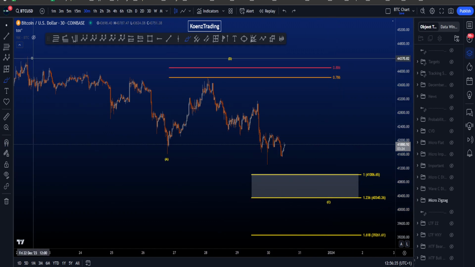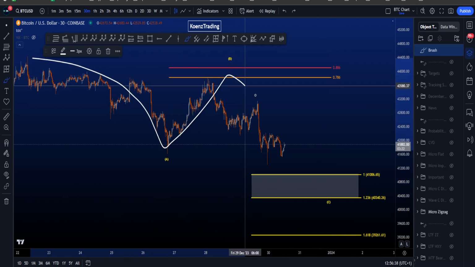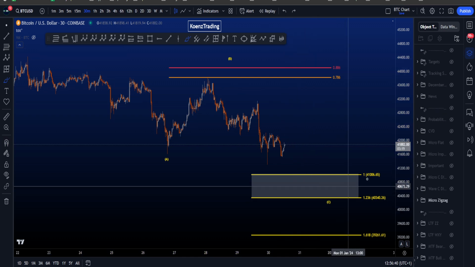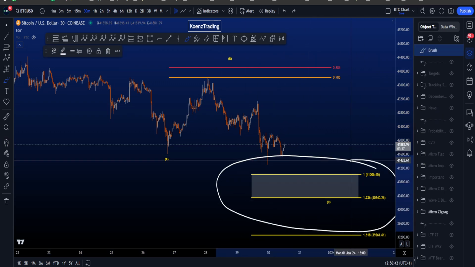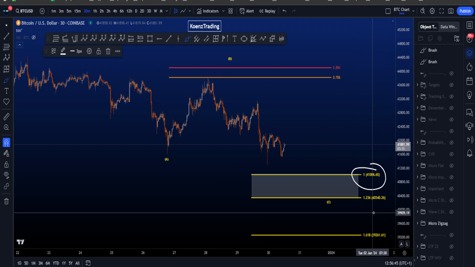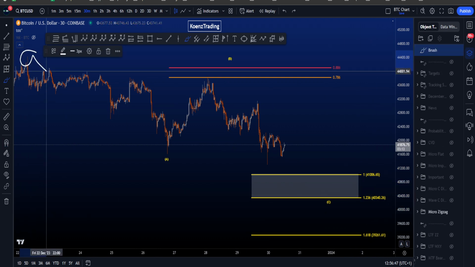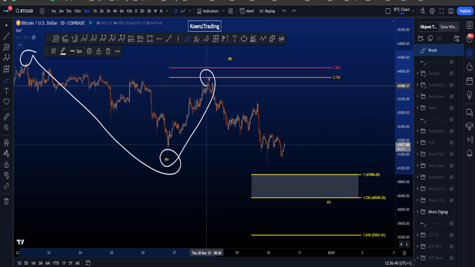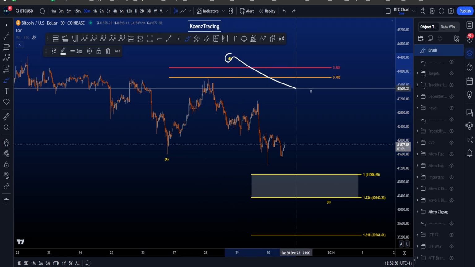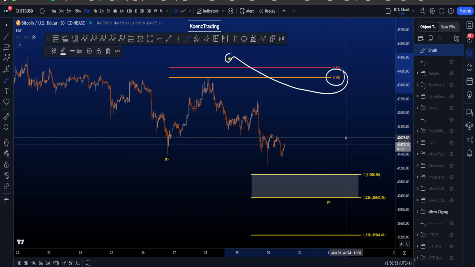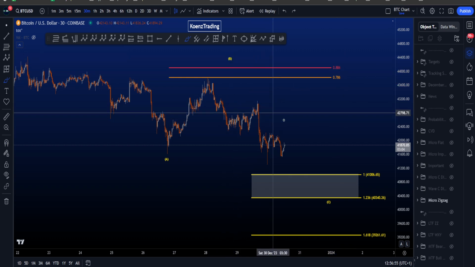Starting with this zigzag to the downside, where we're looking for a wave A, B, C 5-3-5 zigzag, where the most common target for C is between the 1 and the 1.236 trend-based fib extension, taken from the high to the low to the high over here, where the high of wave B is nicely made on top of the 0.786, which is a common target for a wave B.